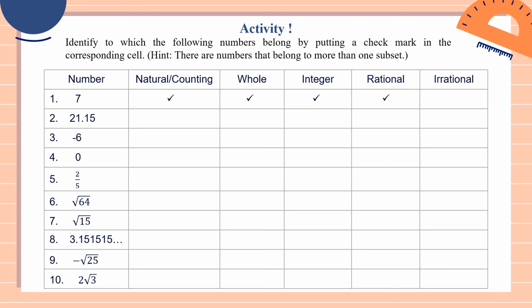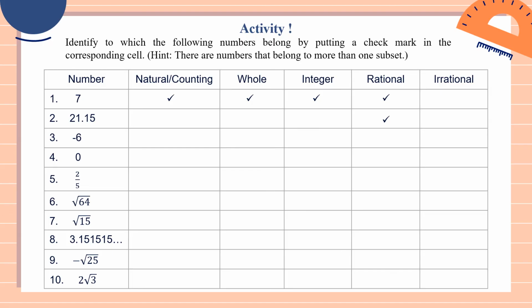Alright, so number 2, 21.15. Is 21.15 a natural or counting number? Nope, it's not. Once again, natural or counting numbers would be 1, 2, 3, 4, and then all positive numbers. So therefore, it's not. How about whole number? Nope, it's not. Integer? Nope, it's not. Is it a rational number? Yep, it's a rational number. That would be a terminating decimal. So our answer is only rational number.